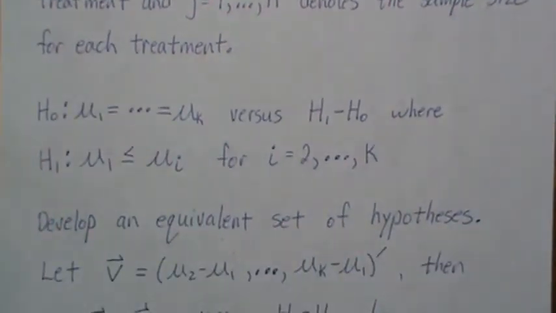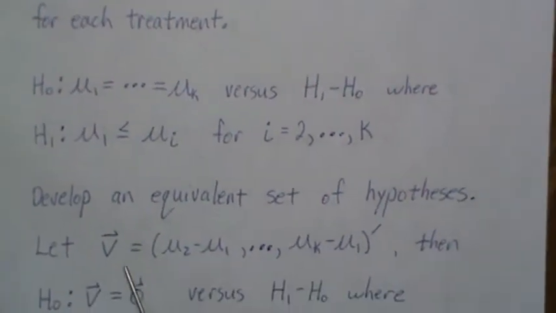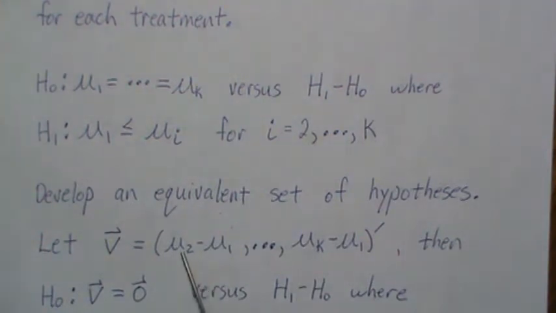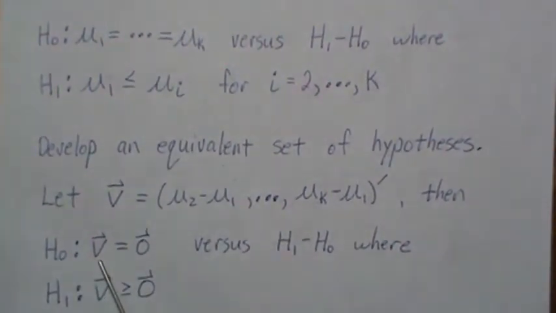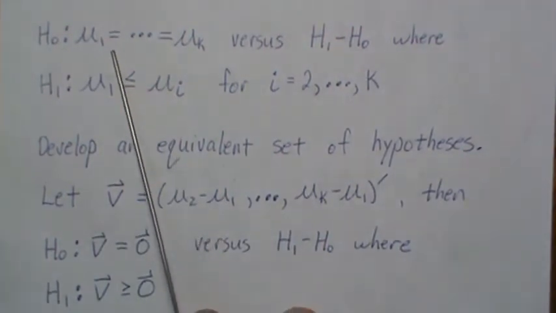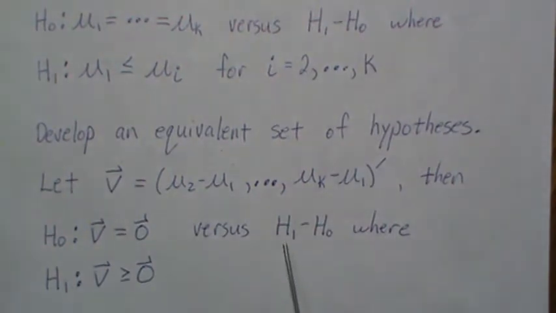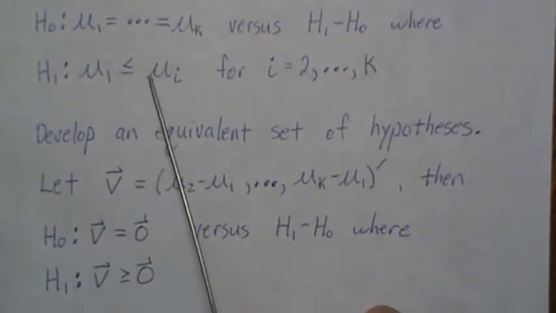Now, first, we want to develop an equivalent set of hypotheses. Let's let V be a vector of these mean differences. So you take the second one minus the first, the third minus the first, the kth minus the first. Then these hypotheses can be set up like this. The null would be that the vector V is zero, meaning all these means are the same, right? That's this setting. Then the alternative is H1 minus H0, where H1 is that this vector is greater than or equal to the zero vector. Then what this is saying is, at least one of these is positive. So meaning mu2 is greater than or equal to mu1, or mu3 is greater than or equal to mu1, or mu_K is greater than or equal to mu1. So it's equivalent to this setting.